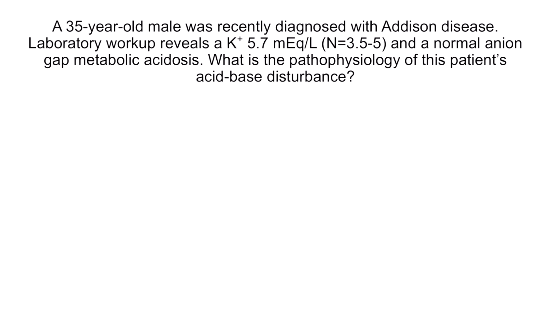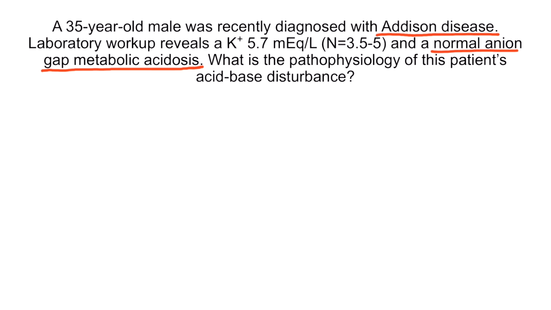All right, this patient has Addison disease, that is primary adrenal insufficiency with hyperkalemia due to aldosterone deficiency. Additionally, laboratory workup reveals a normal anion gap metabolic acidosis. Given his hypoaldosteronism, his acid-base disturbance is most likely due to a type 4 RTA.